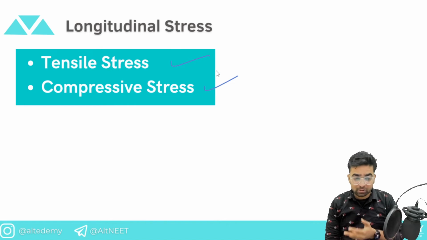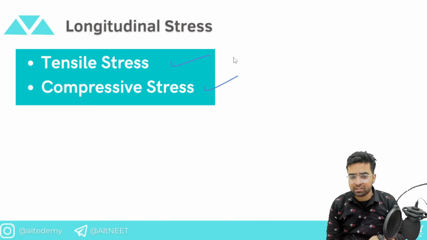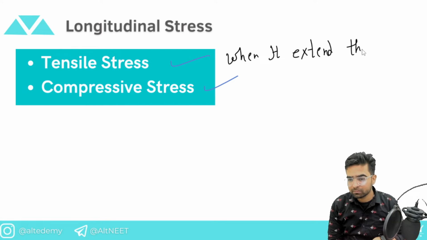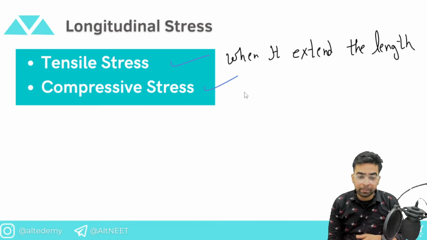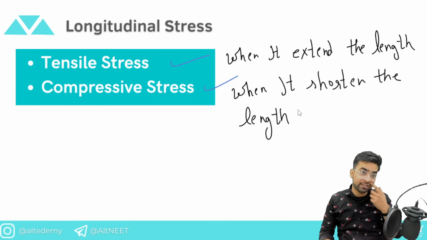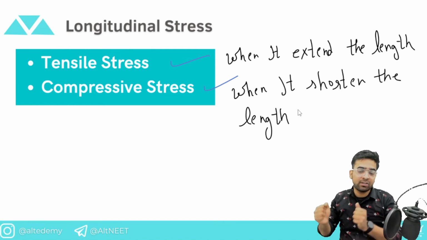Tensile means it is going to extend the length, and compressive when it shortens the length. Two cases can happen, extend and shorten.